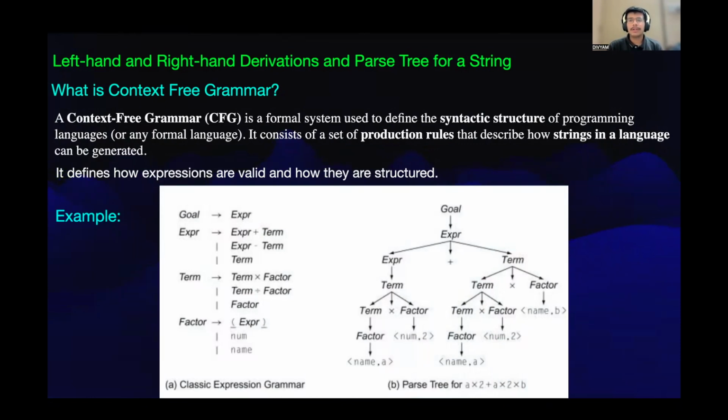Then E gets converted into E plus T, where T is a term, or E minus T, or simply T. Then the term gets converted into T times F, where F is a factor, or T divided by F, or simply F. Then a factor can be converted into an expression written in brackets, or simply into a constant or variable. Parse trees we will see later in this session.